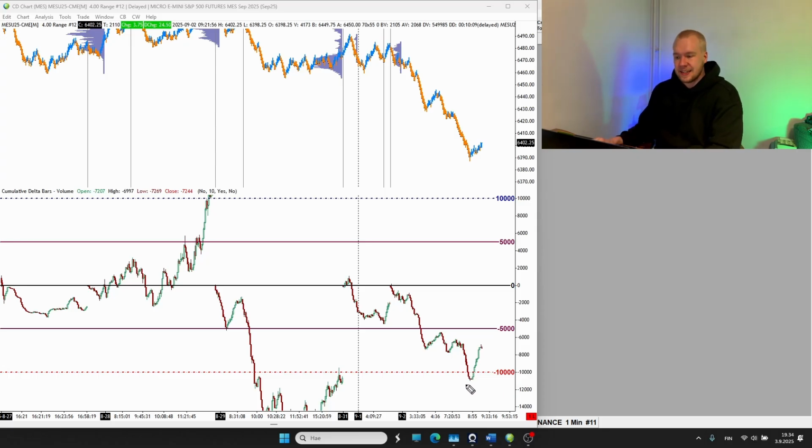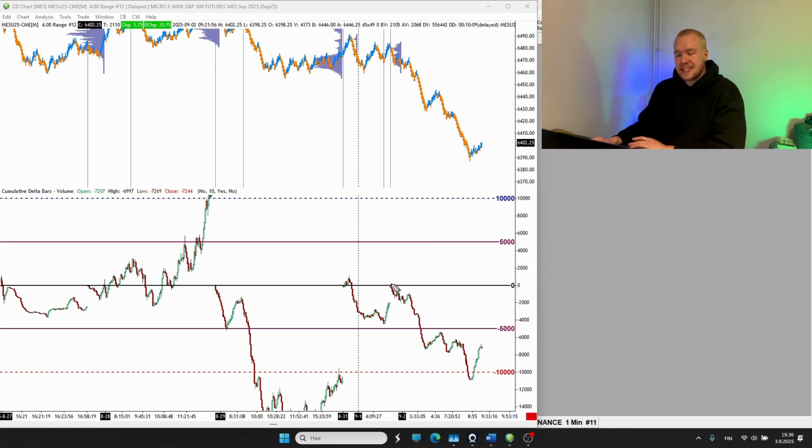Here we can see in this example that we have negative 10,000 delta. That means that the sellers are significantly more in control than the buyers. And this can be seen very clearly with the price action. You can see that the price has been going nowhere else except downwards, and the delta shows us exactly the same picture. When price is going either way above 5,000 or way below negative 5,000, we're talking about very strong delta.